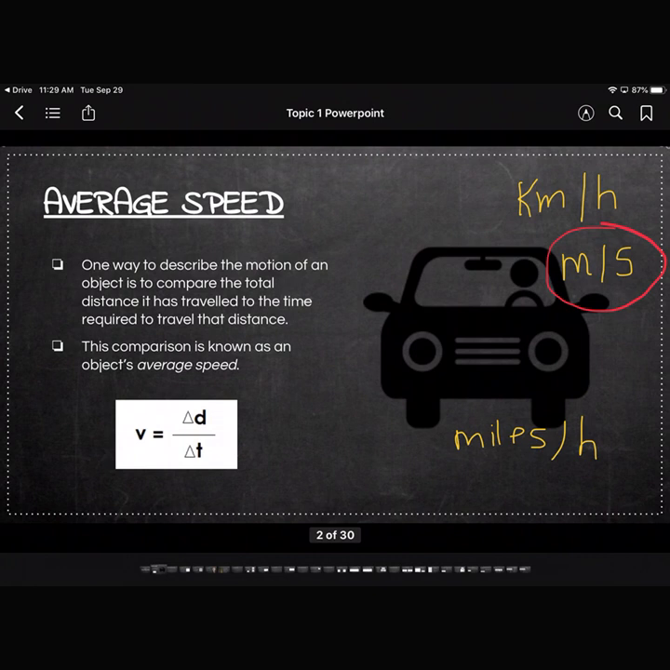On here, I didn't read what it says. It says, one way to describe the motion of an object is to compare the total distance it has traveled to the time required to travel that distance. This comparison is known as the object's average speed. What's that little triangle in front of the D and the T? See how it says V is equal to triangle D over triangle T? What does that triangle mean?